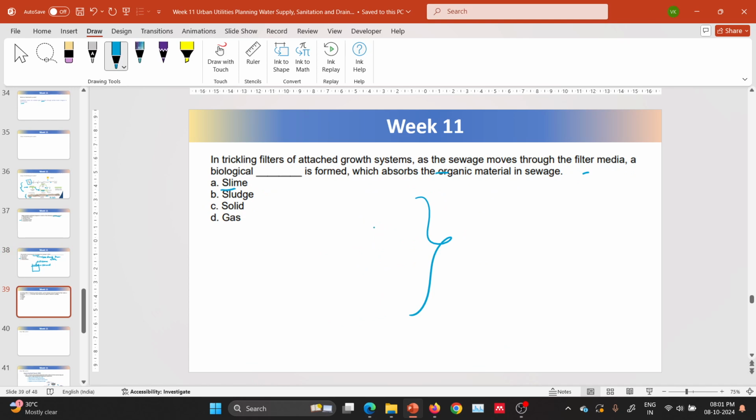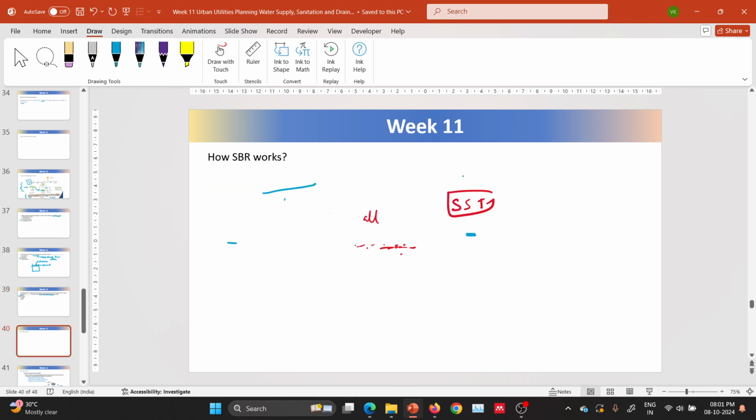In the trickling filter of the attached growth system, as sewage moves through the filter media, a biological slime is formed which absorbs the organic material in sewage. That is called slime. Biological slime is formed which absorbs organic material in the sewage, that we discussed.